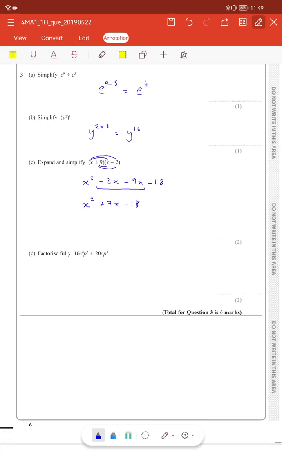If we want to factorize, we want to take out the biggest numbers that we can, which would be 4, the biggest values of c, which would be c, and the p squared. And we'd be left with 4c cubed plus 5p.